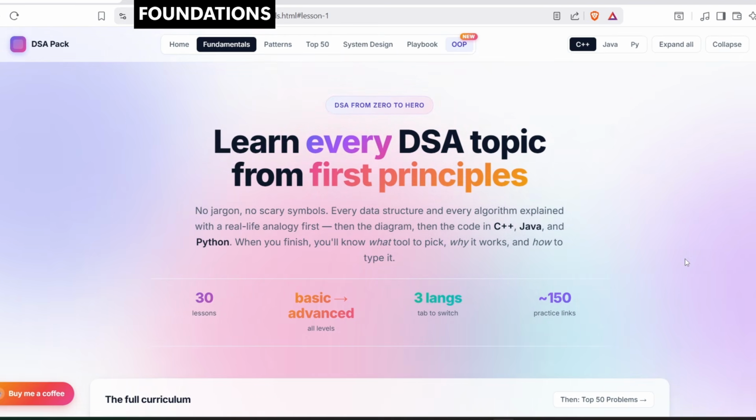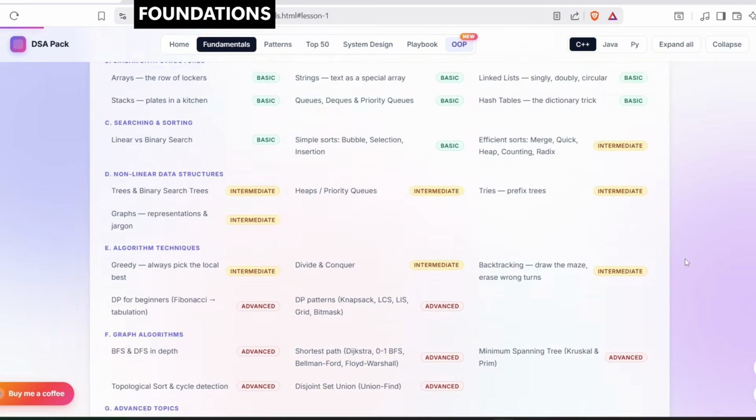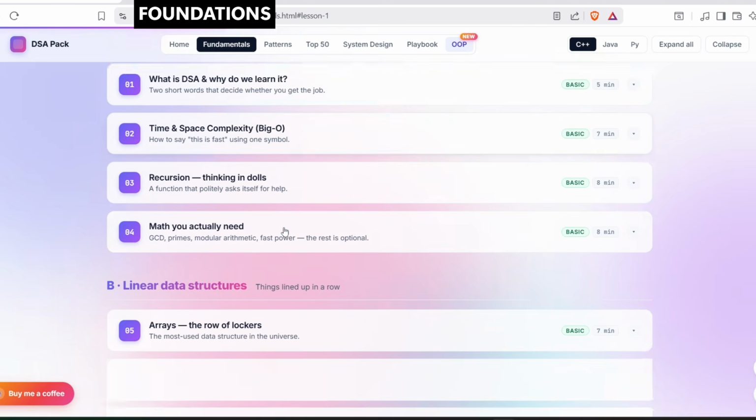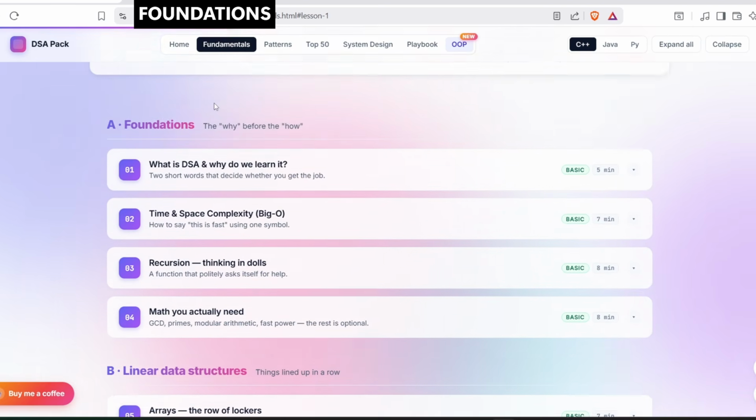I hope everyone heard about DSA. Today I am here to wrap up the fundamentals and foundation concepts of data structures and algorithms. Let's begin with our first question. What is data structures and algorithm and why do we learn it? Before going further, I would like to show you something.